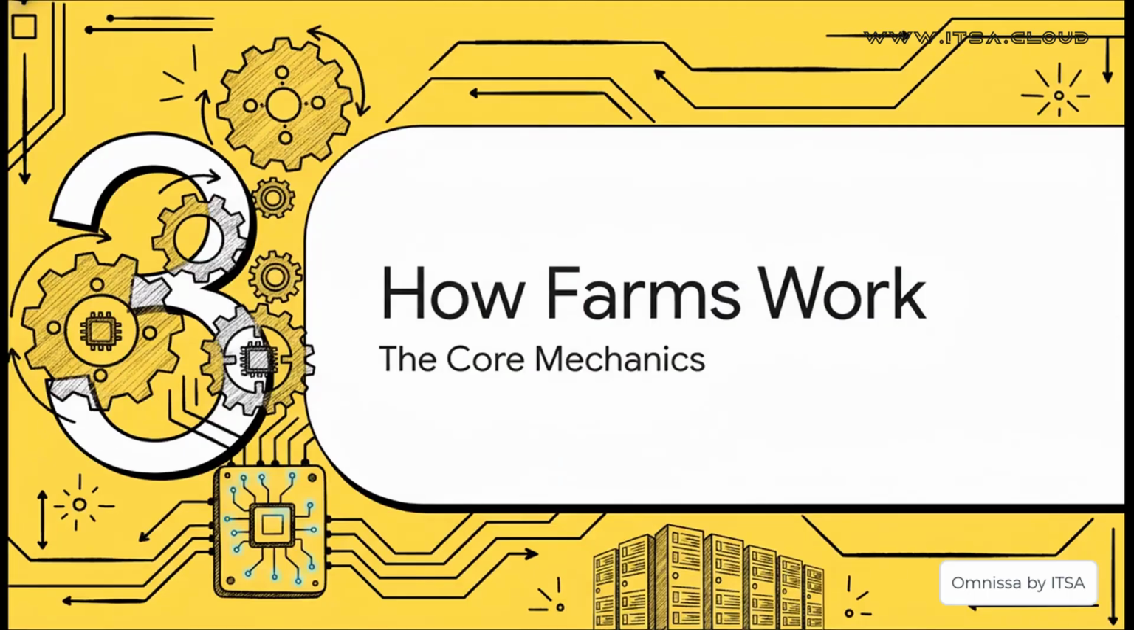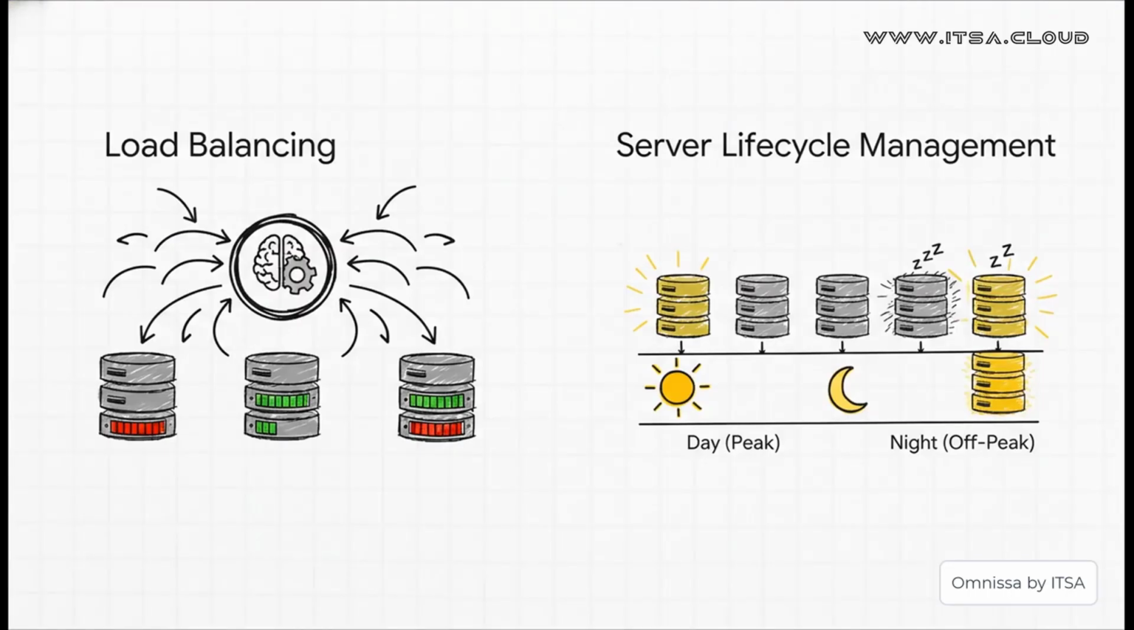Okay, so we know what a farm is, but how does it actually do its job? Let's get into the mechanics. A farm really has two primary jobs that make life so much easier. First up is load balancing. You can think of this as the traffic cop of the system. It's constantly making sure that no single server gets overwhelmed with requests, which keeps performance high for everybody. And second is server lifecycle management. This one's all about efficiency. It automatically powers servers on when you need them, and, you guessed it, powers them off when you don't. We're talking direct savings on power and resource costs.